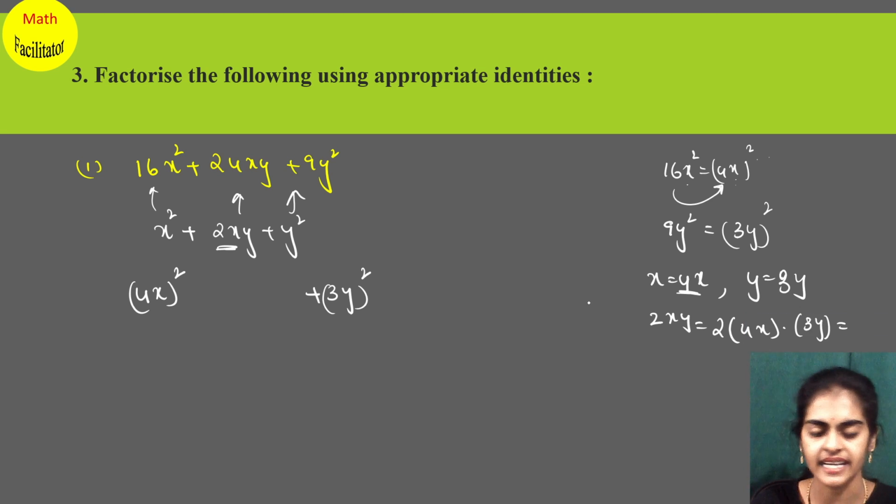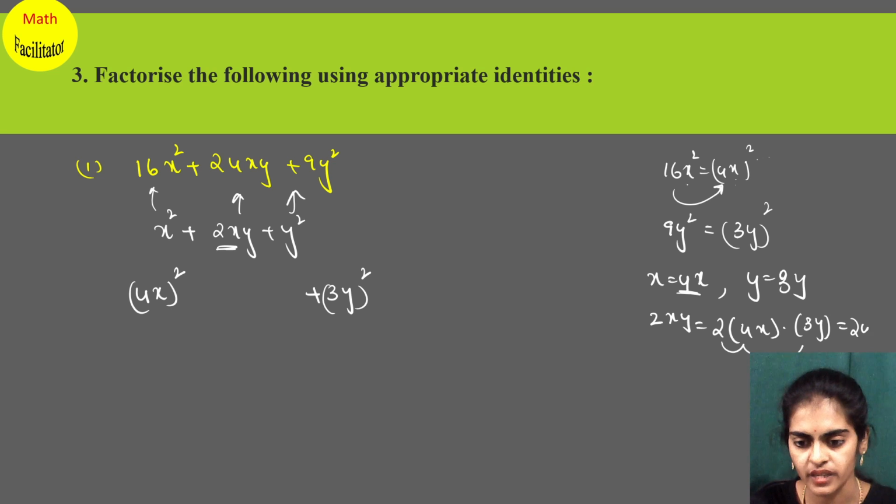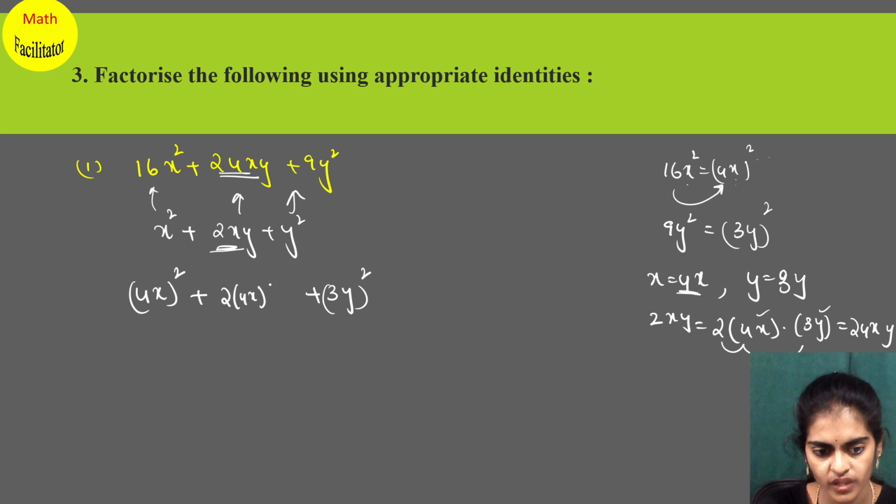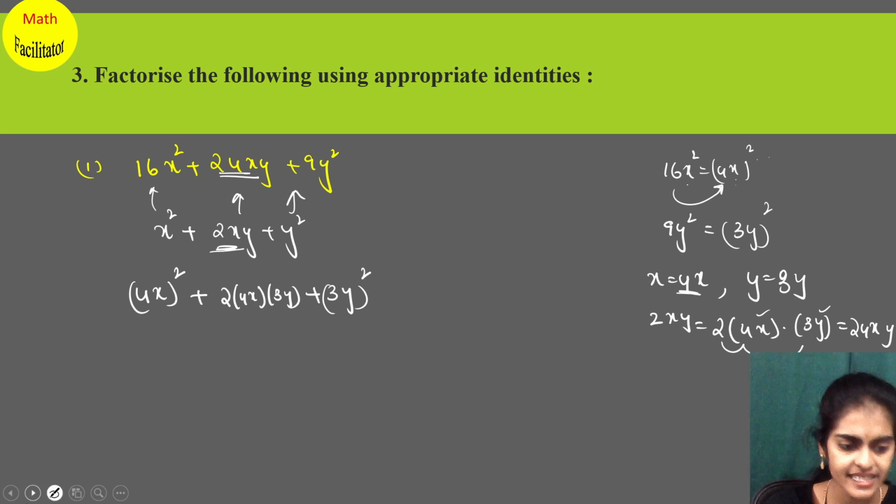How much do I get here if I multiply? 4 2s are 8, 8 3s are 24. So 24 and x into y, 24xy I am getting. Isn't it? That is your middle term here, 24xy. So this you can write as 2 into 4x into 3y. So it is exactly the same.